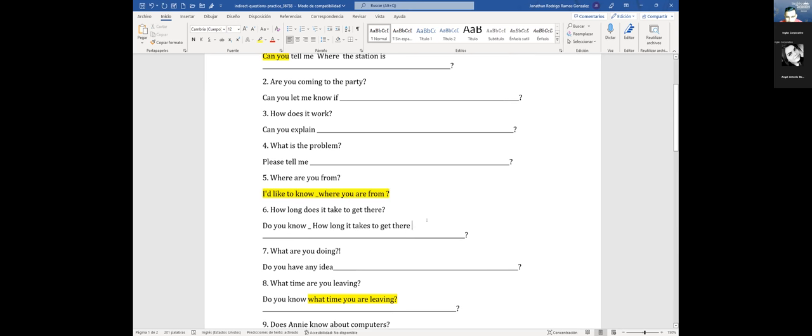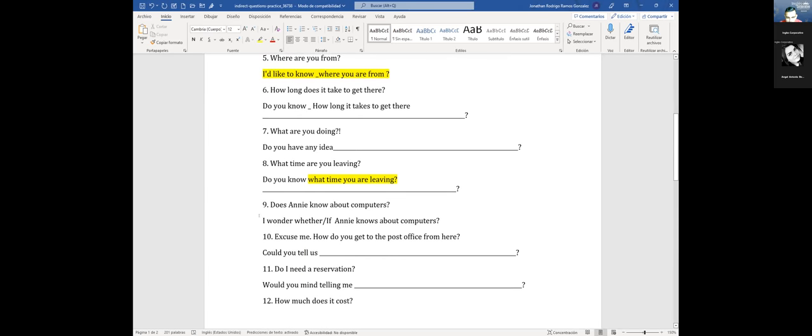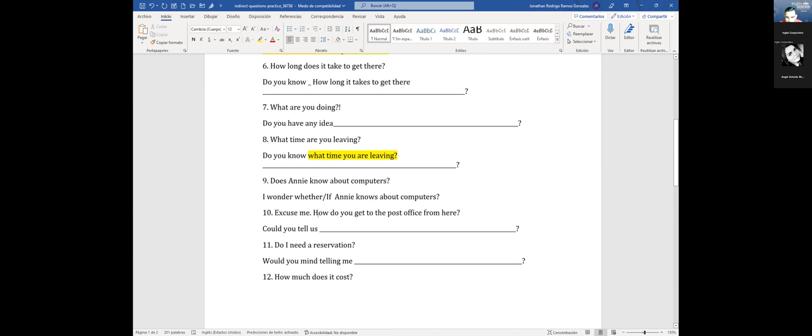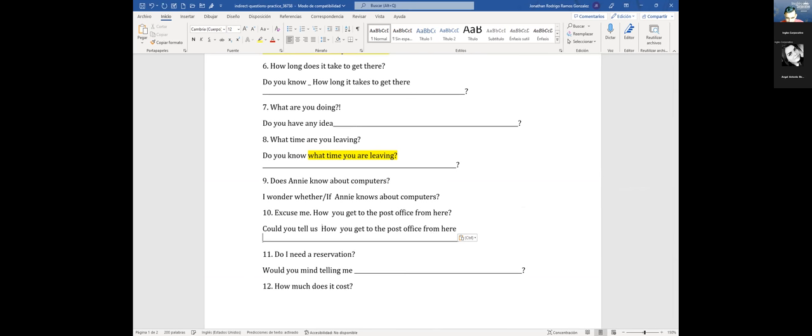¿Cuál les gustaría que hiciéramos ahora? La 10, teacher. La 10. Excuse me. How do you get to the post office from here? Vaya, acá es una pregunta, ¿verdad? ¿Qué debemos hacer para que ya deje de ser una pregunta? Quitar el do. Quitamos el do. ¿Agregamos S al verbo? No, porque no es tercera persona. Y ya está.